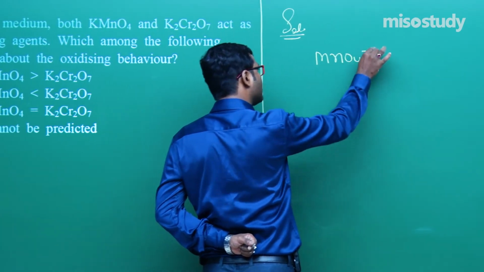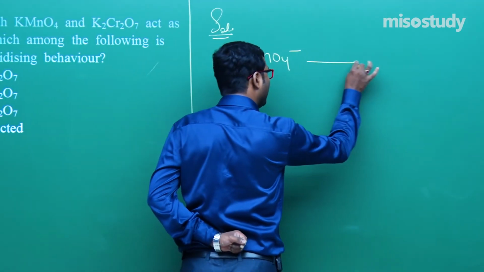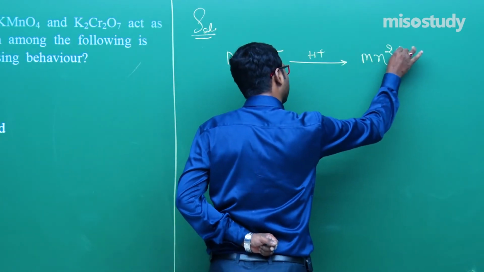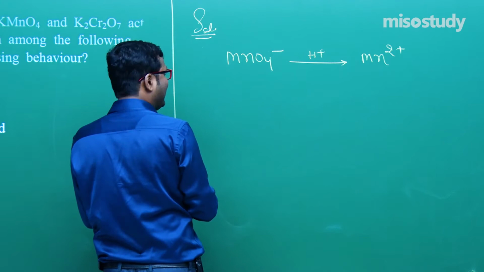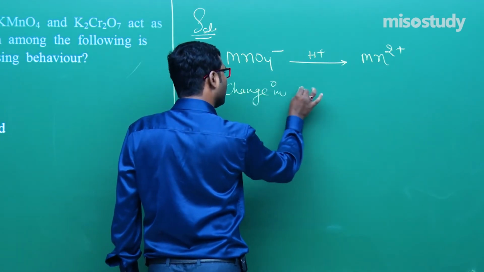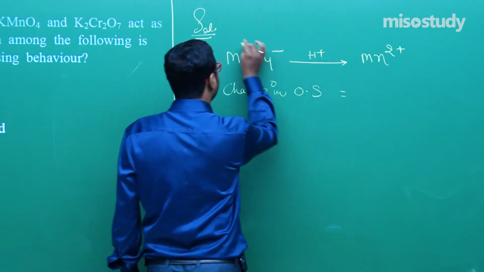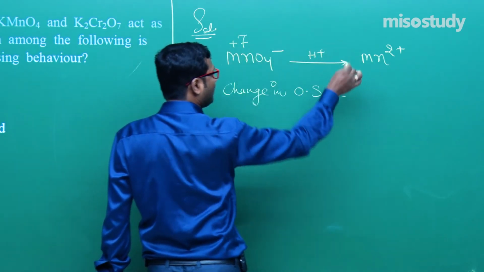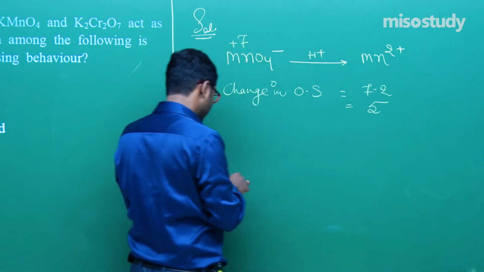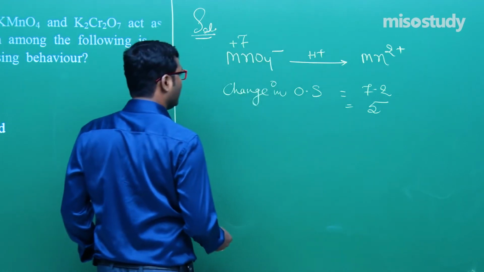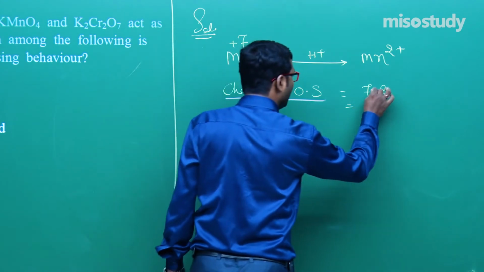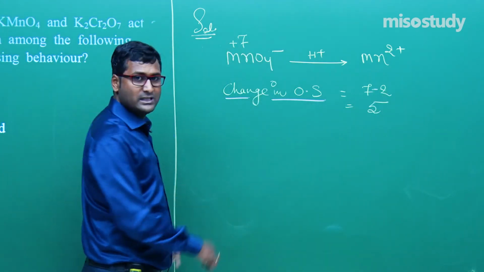MnO4 minus, which comes from KMnO4, in acidic medium, what will happen? It gives you Mn2 plus. Yes, sir, definitely Mn2 plus. That is the change in oxidation state, +7 and +2. Net change 7 minus 2, that is 5. Wait for a moment. Change in oxidation state, that is 5, 7 minus 2. Now here is given K2Cr2O7.